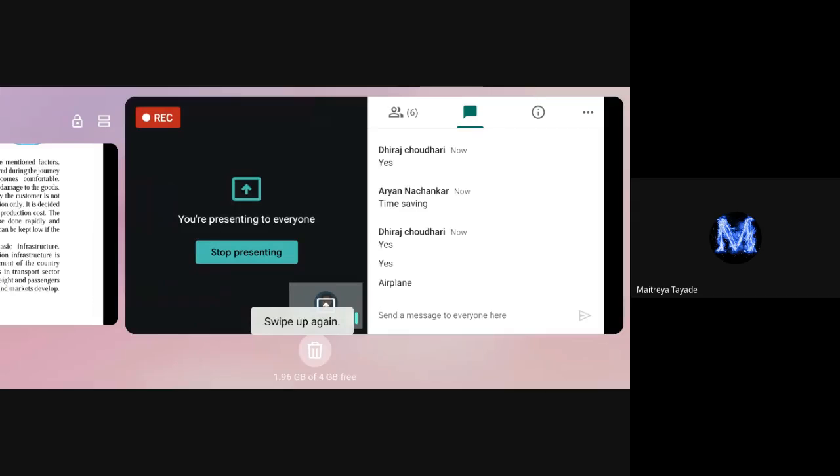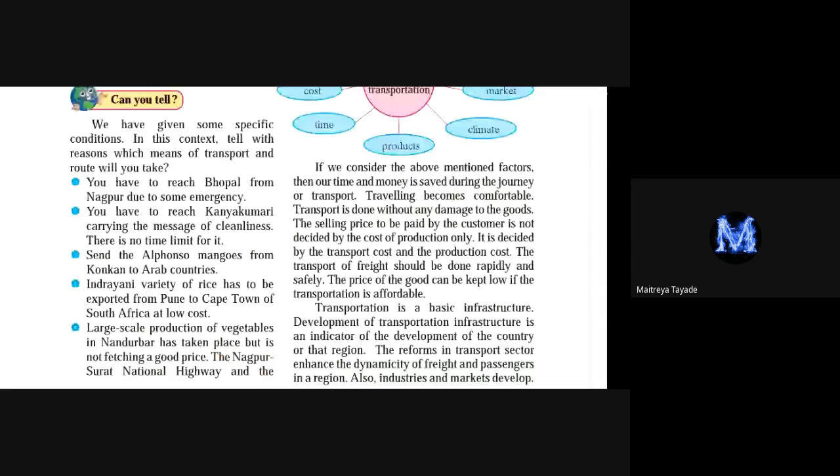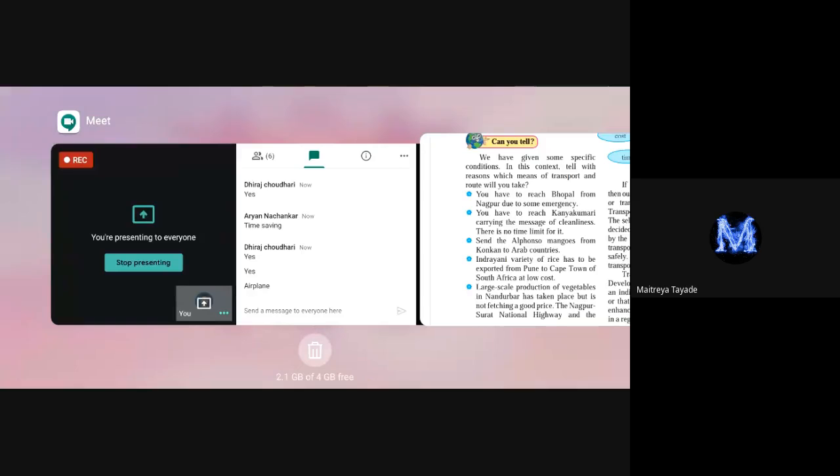Okay, so let's take the next condition now. You have to reach Kanyakumari carrying the message of cleanliness. Okay, what you have to do? You have to reach Kanyakumari carrying a message of cleanliness. There is no time limit for it. So, what would you choose, my dear friends?